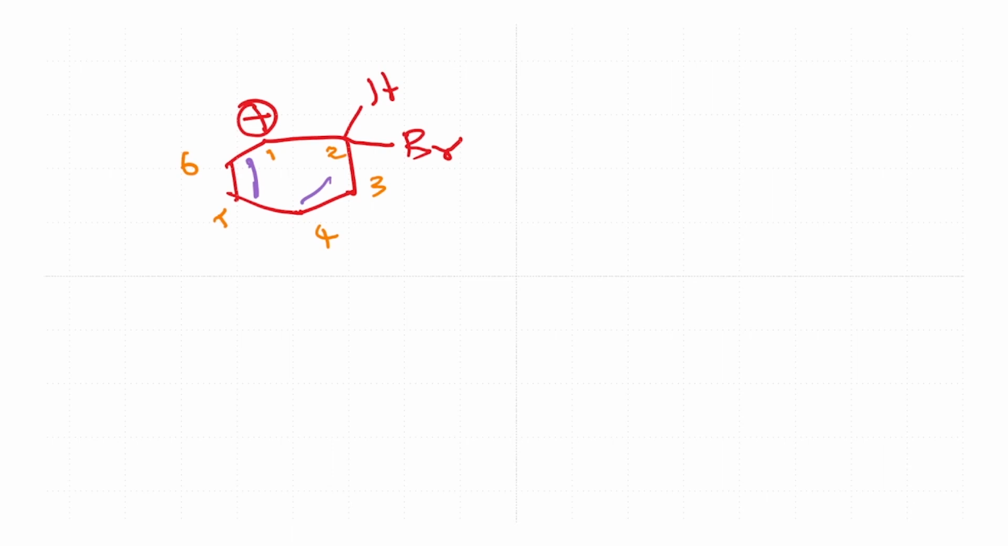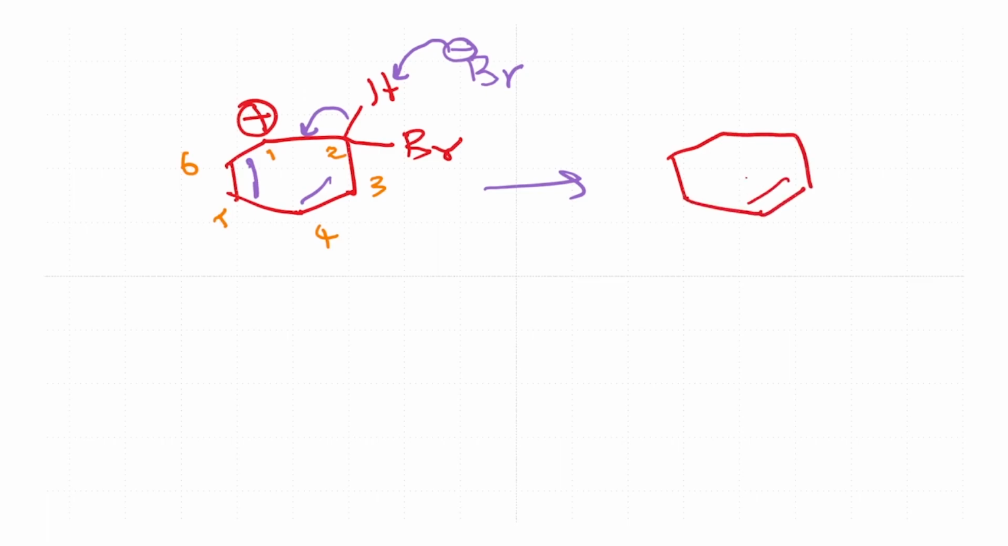But now imagine that there is either a bromide or water or something in the system that comes and attacks here and reforms the double bond. Then the product that you get is: this bond remains the same, this bond remains the same, the carbon-bromine bond remains the same, and there's a new bond that has been formed here, and HBr is lost.